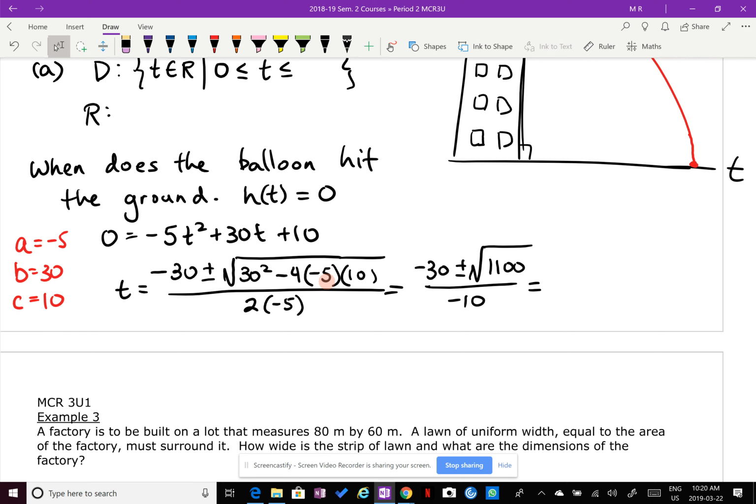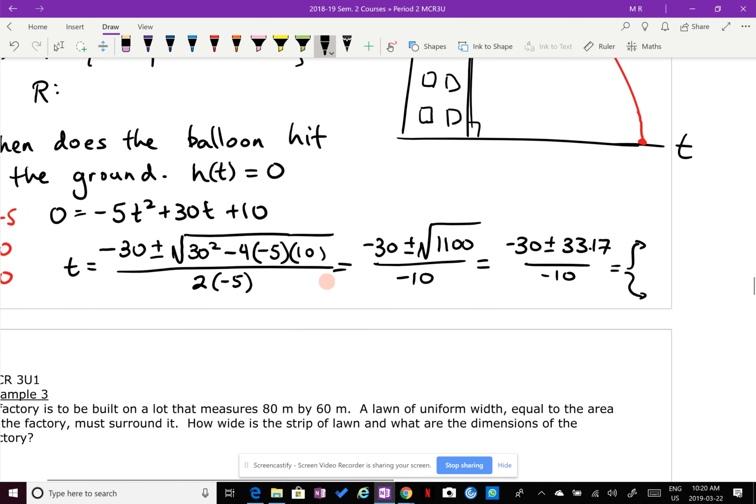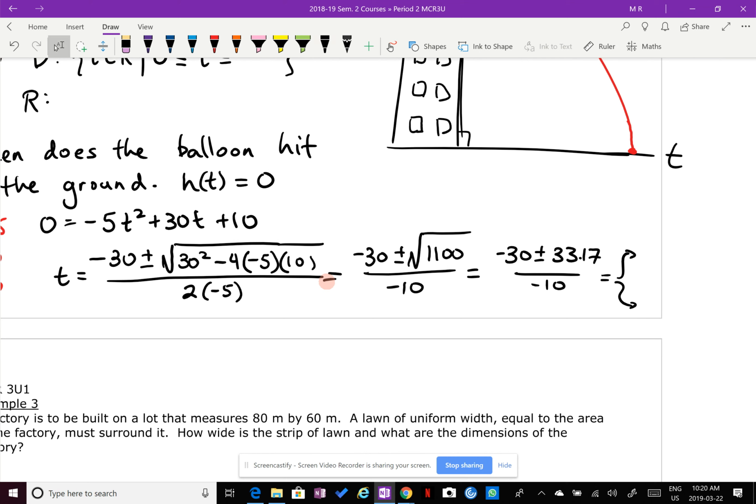And I can simplify that even a little bit further. I'll go into decimals now. So the square root of 1100 is 33.17 over negative 10. And I get two results from that. Negative 30 plus 33 over negative 10, which gives you negative 0.317. And negative 30 minus 33 over negative 10, which gives you 6.32.